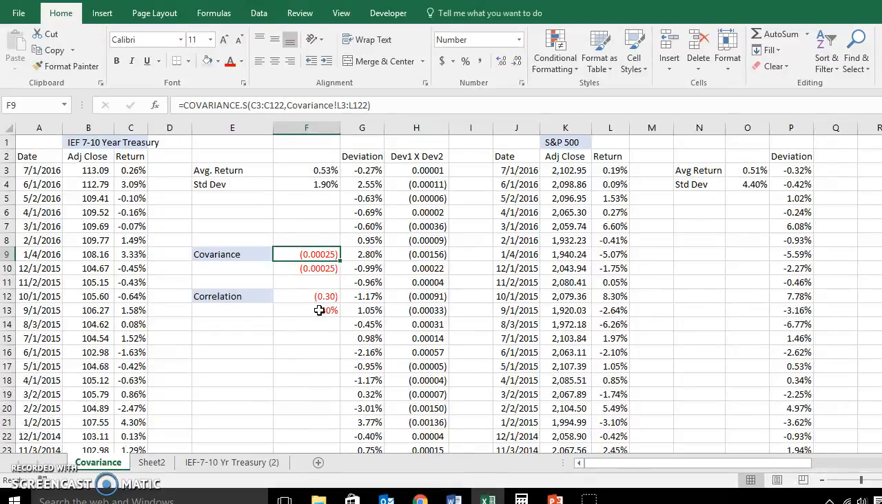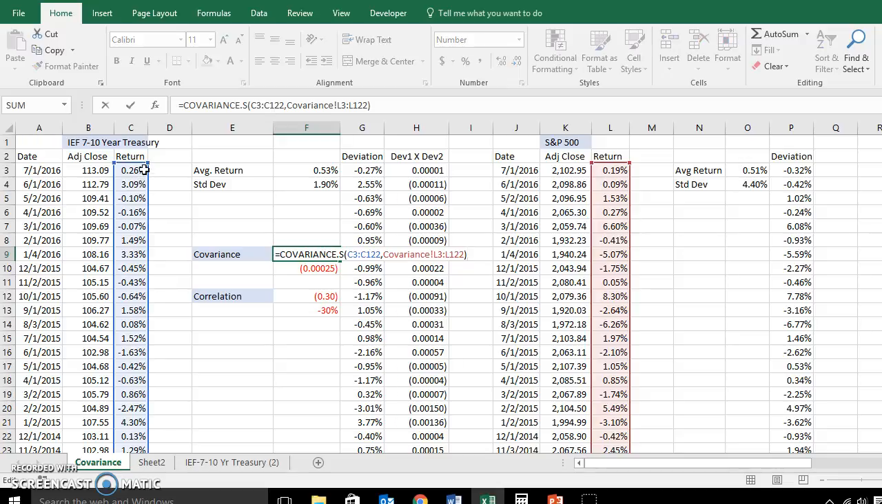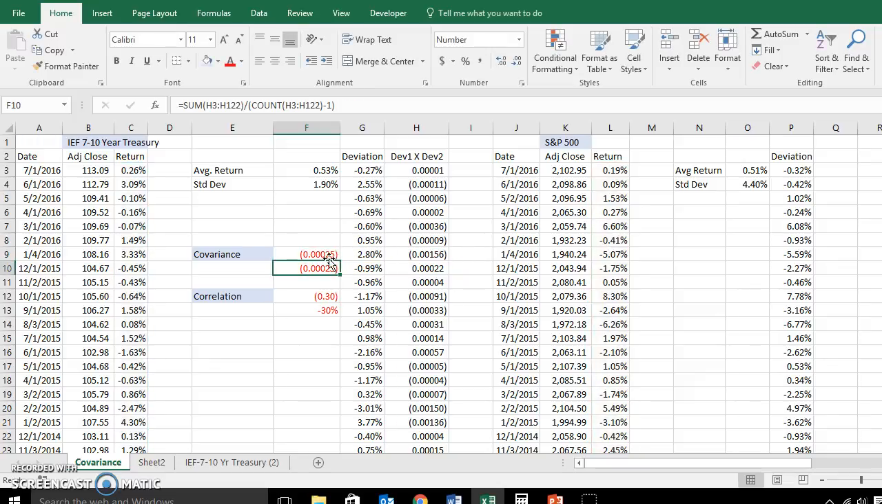To make life simple, if you understand the concept, you can directly use the built-in function of Excel, which is equal to COVARIANCE.S, because again it is a sample, and wherever is your range. So you have monthly returns of your treasury, and then you have monthly returns for your S&P 500. So these are the two returns for which you're trying to find the covariance, and Excel gives you the covariance, which is the same as what we have calculated.